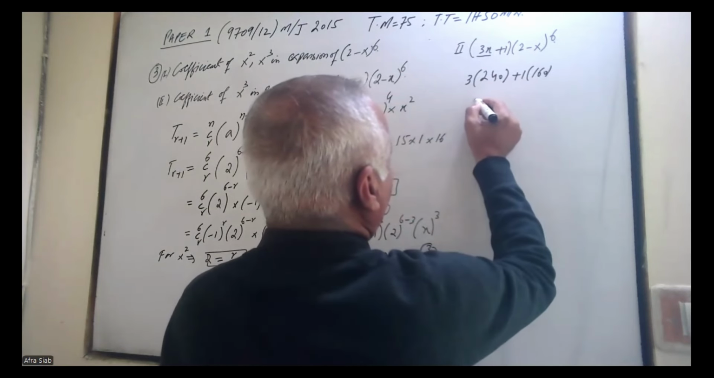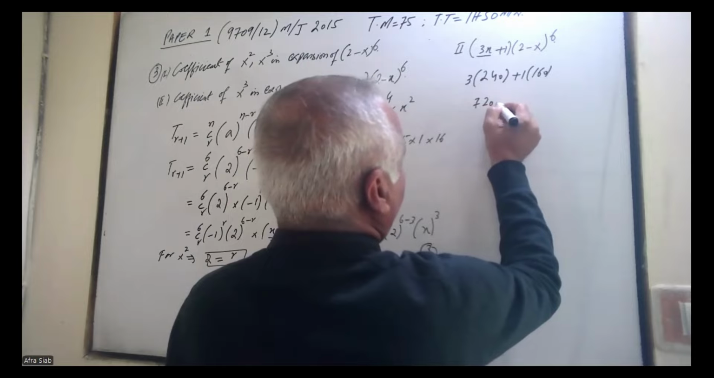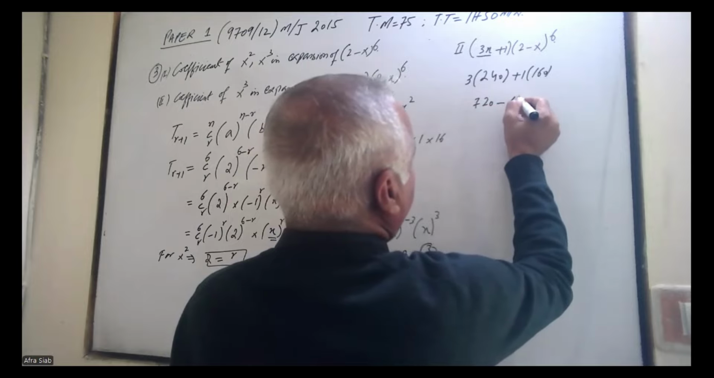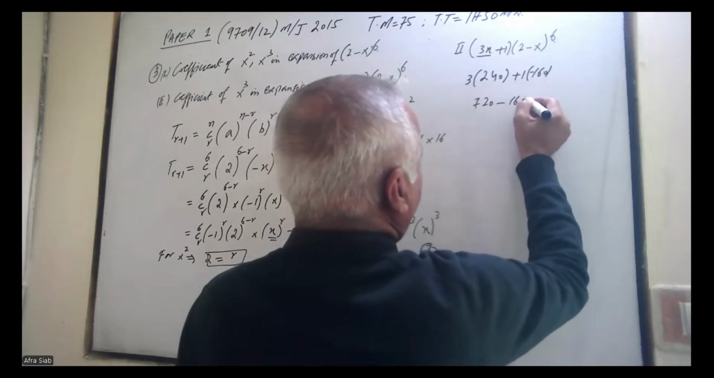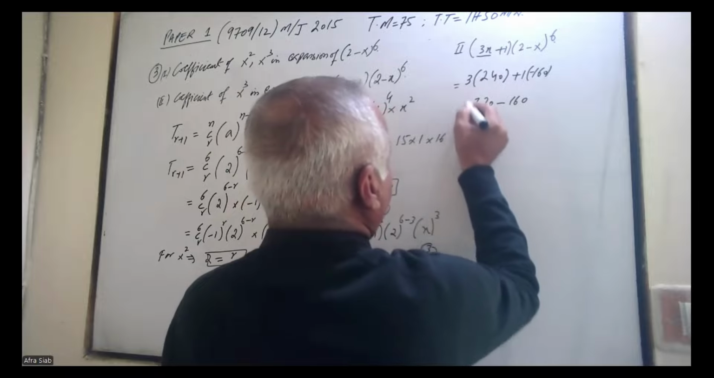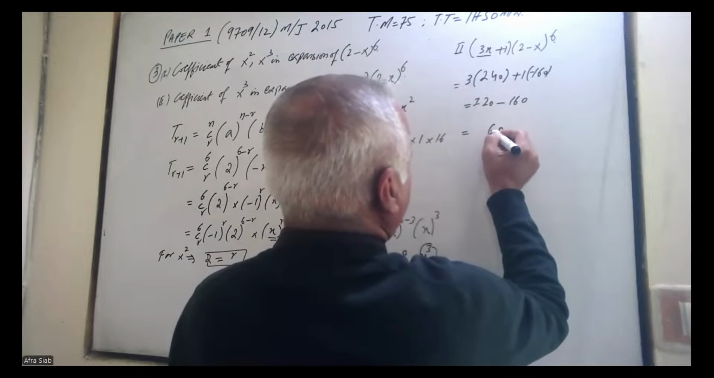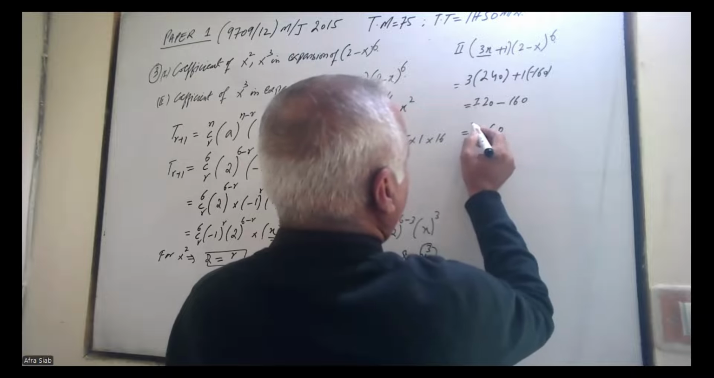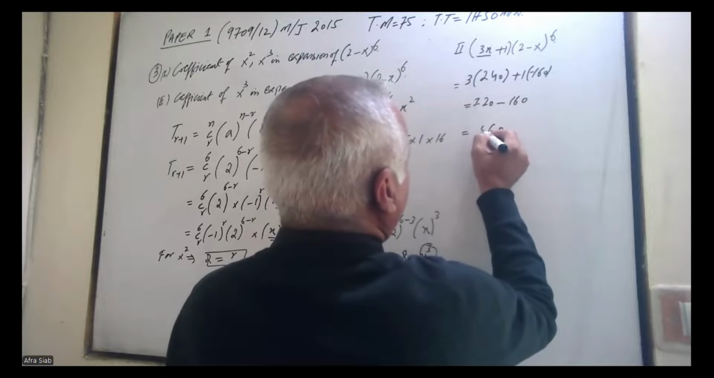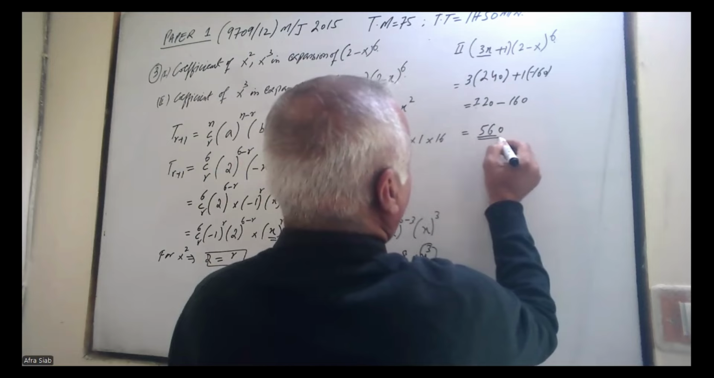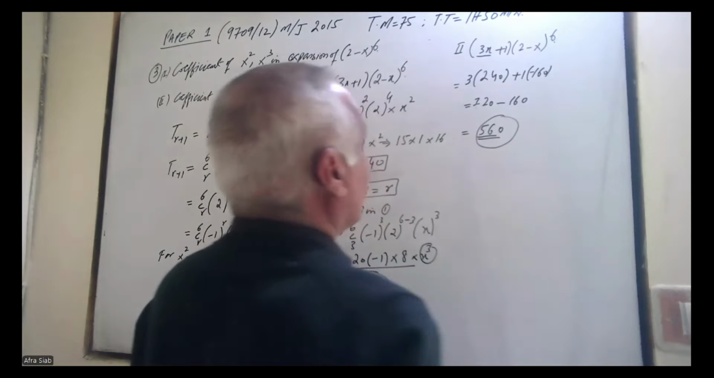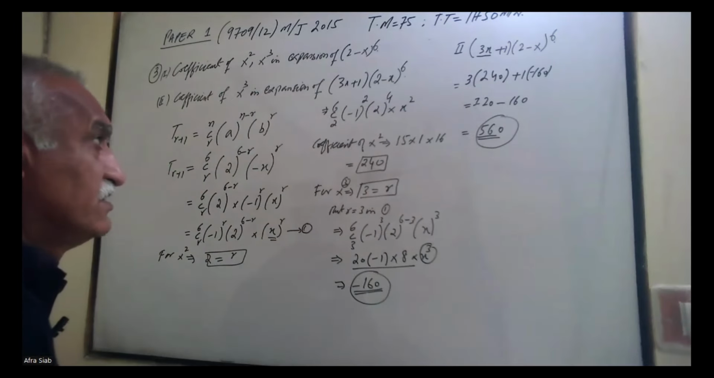So that thing is equal to 720 minus 160, and that is equal to 540. So this is the coefficient of x cube in this expansion.